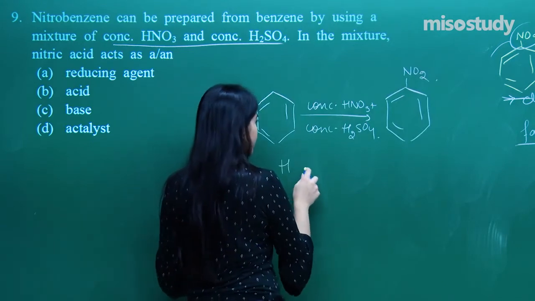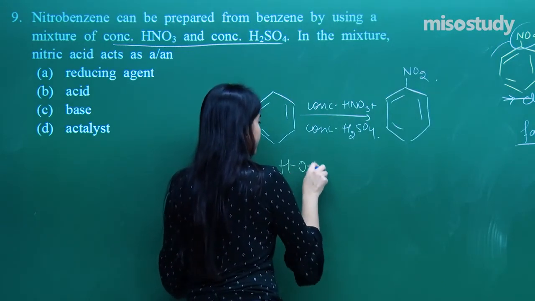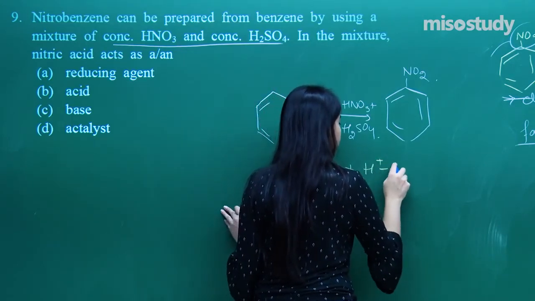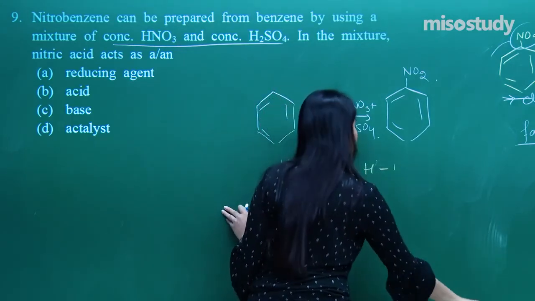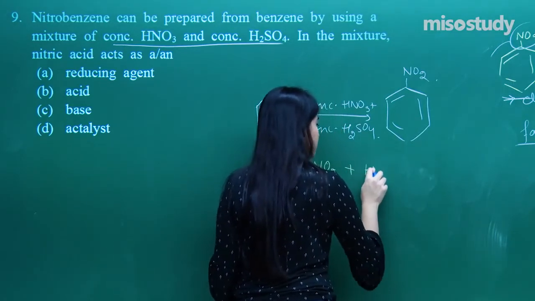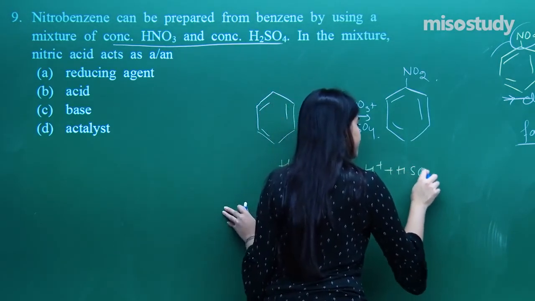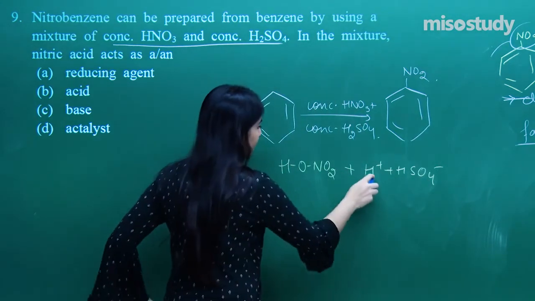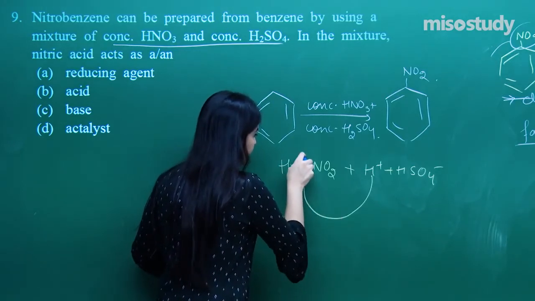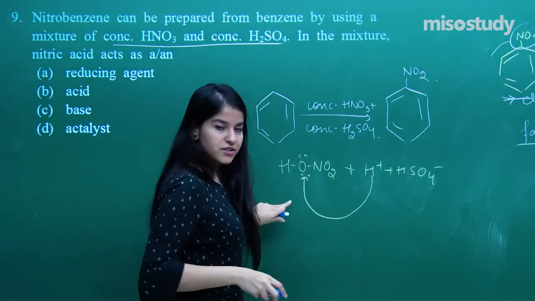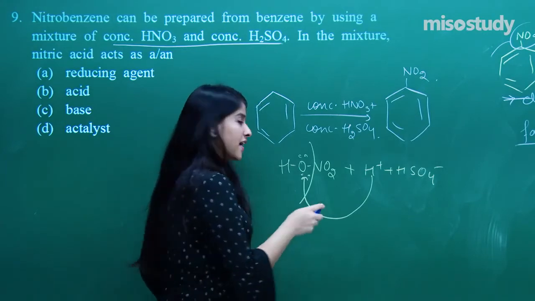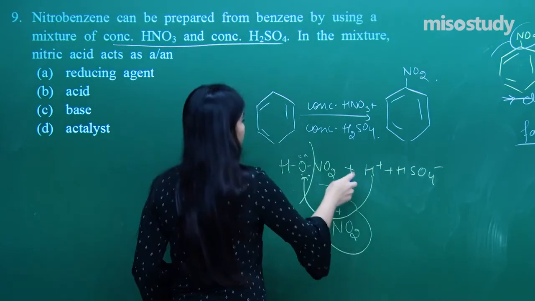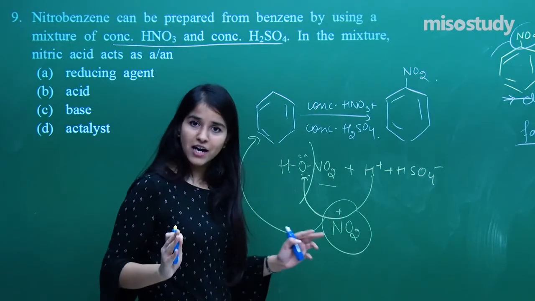So let us move on to the mechanism quickly. Here I have got HNO3 and H2SO4. H2SO4 breaks into H positive plus HSO4 negative. What actually happens in the mechanism is the H positive attacks this oxygen, the water goes off and we get an electrophile, which is NO2 positive, and that is what reacts with the benzene ring, and this is how the reaction happens.